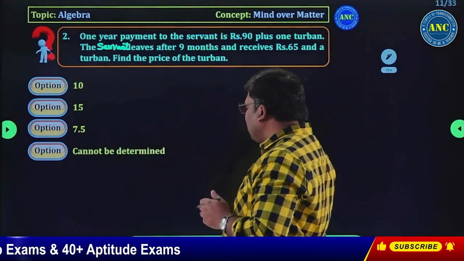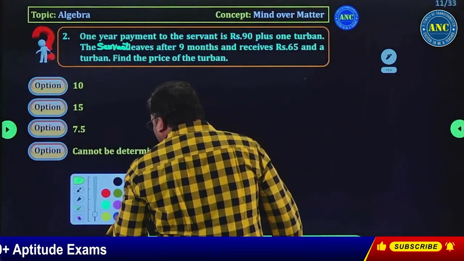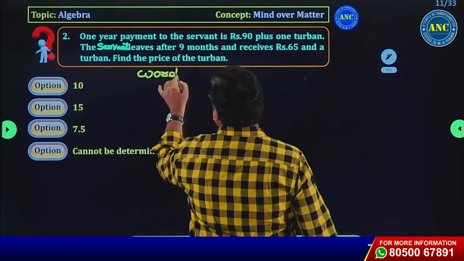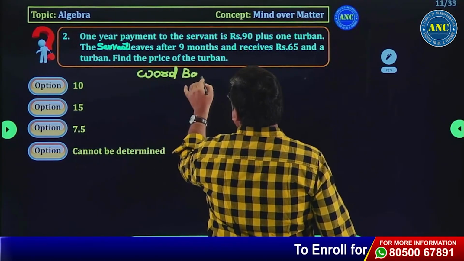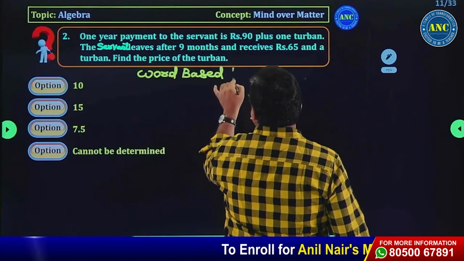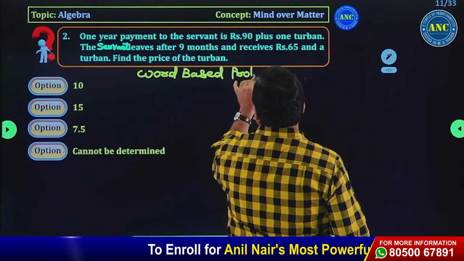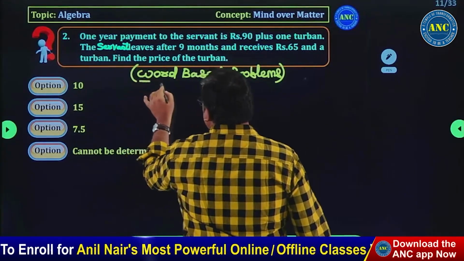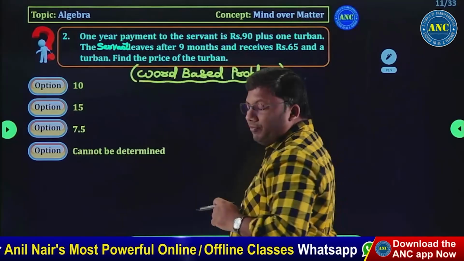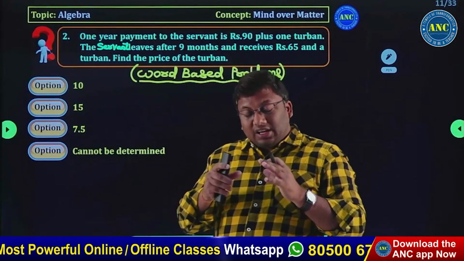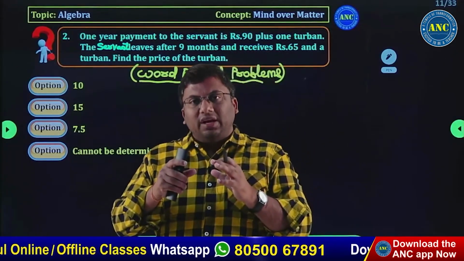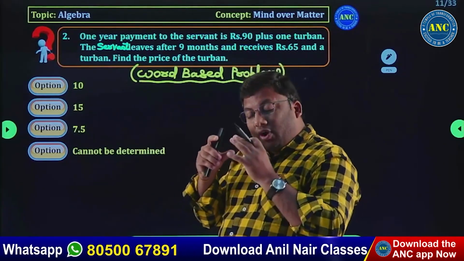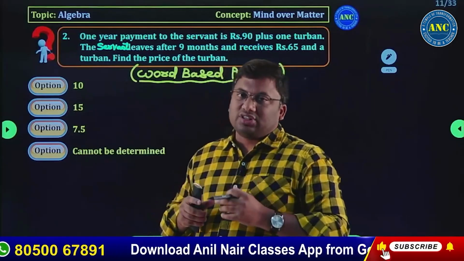Very much clear. Second question. These kind of questions are extremely popular in various examinations. These are word-based problems. That means the question does not contain any numerical values or any variables. The entire structure of the question will be in the form of English sentences. Once you understand that English sentence, these questions can be solved.